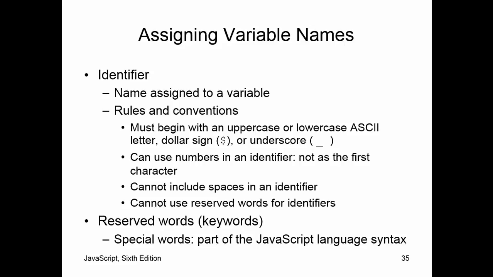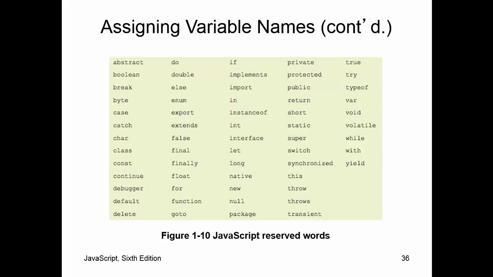You can't have spaces in an identifier, and JavaScript has about 63 words that are called keywords and are reserved words, and you can't use those for your identifiers. Here are those keywords in question. So again, these are shown also in your book.